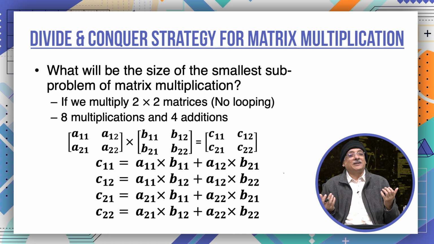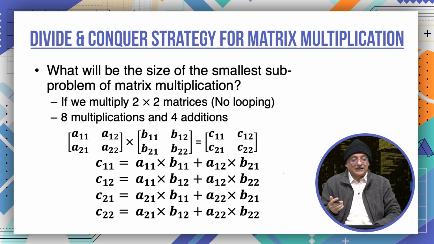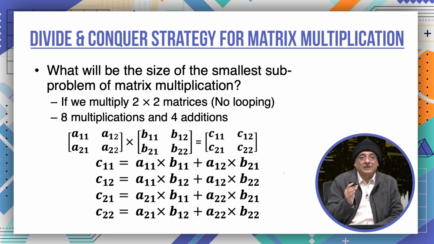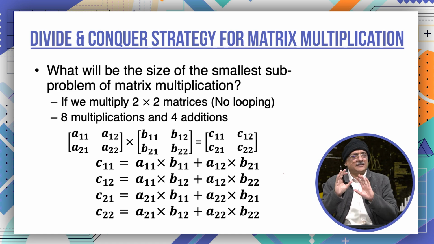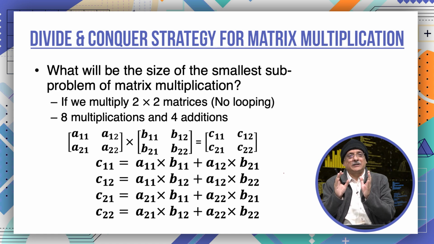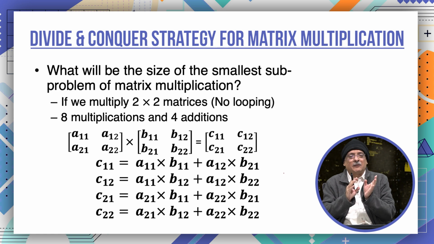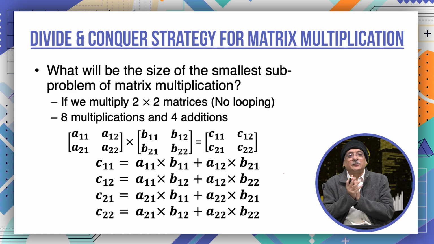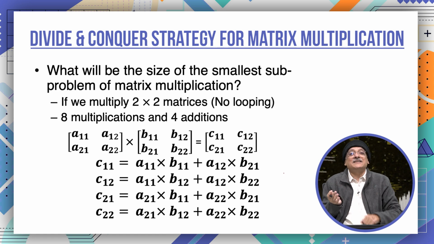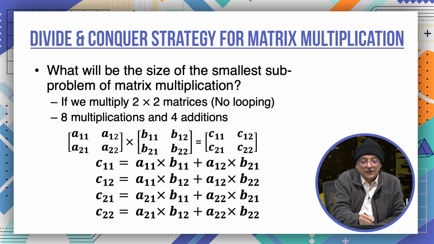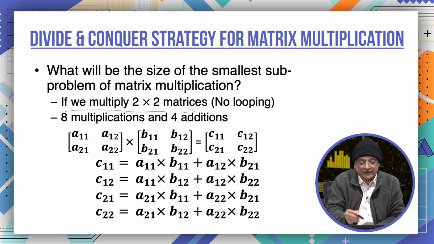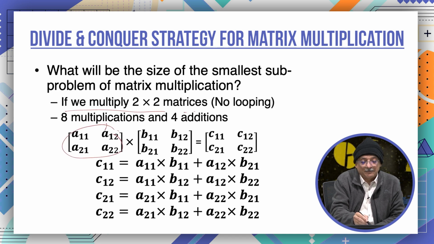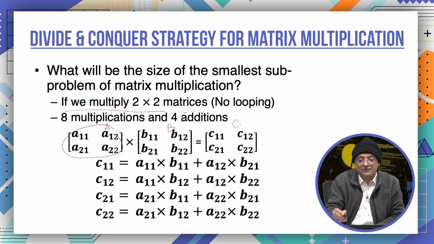But we are talking about the divide and conquer strategy. So what would be the divide and conquer strategy in case of matrix multiplication? Let's say, what is the smallest matrix for which further division is not going to lead to any good results? It is basically a 2 by 2 matrix, and that is the basis of this divide and conquer strategy. So if we multiply 2 by 2 matrices, suppose this is matrix A, this is matrix B and this is my matrix C.